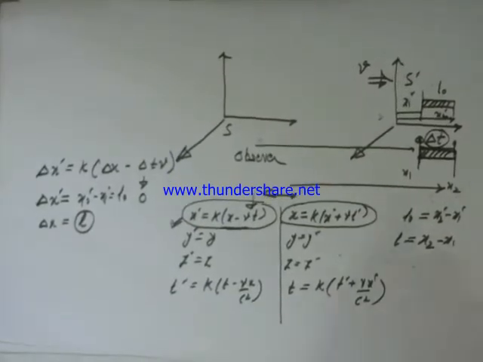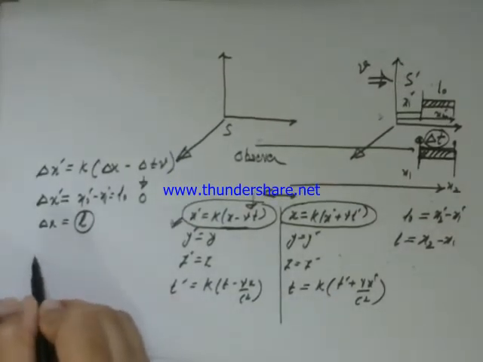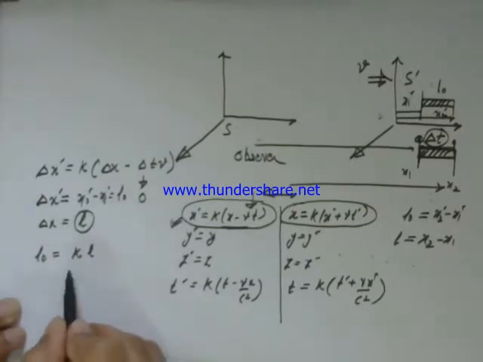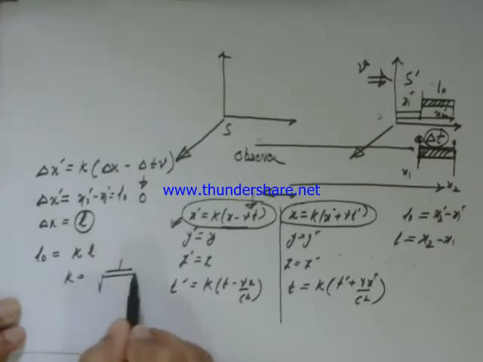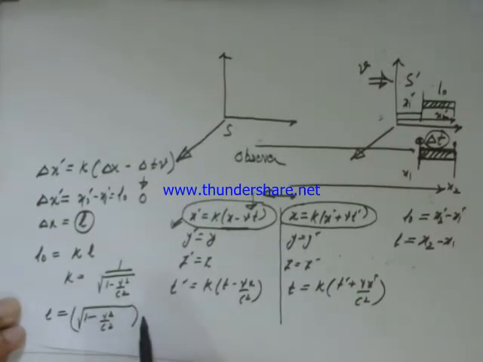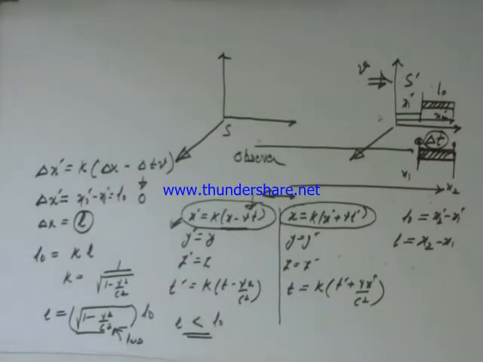So what relationship comes now? Place the values, so L0 is equal to KL, and we know that K is 1 upon under root 1 minus V square upon C square. So the length which an observer in the stationary frame will measure will be the square root of 1 minus V square upon C square times L0. This whole term is less than 1, so L will be less than L0. This is what we call the length contraction.